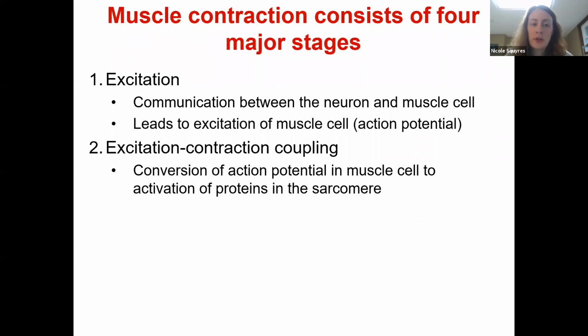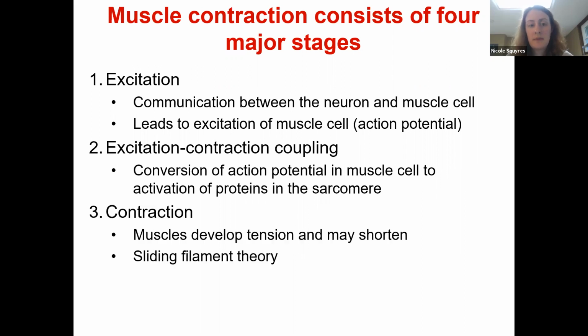Next, we have what's called excitation-contraction coupling. And this is where the action potential of the muscle cell is going to be converted into actually activating the proteins inside the sarcomere, which is then going to lead to contraction, where you have movement of those proteins that is going to cause the muscle to develop tension, and the muscle may then shorten.